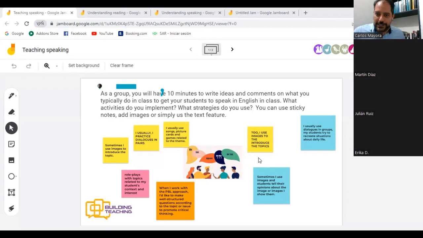Some teachers right here use images to introduce topics. I usually use dialogues in groups. My students, I usually use songs, picture cards, and games. Sometimes I use role plays with topics related to my students' context and interest. When I work with the PBL, project-based learning, I like to make well-structured questions according to the topic.